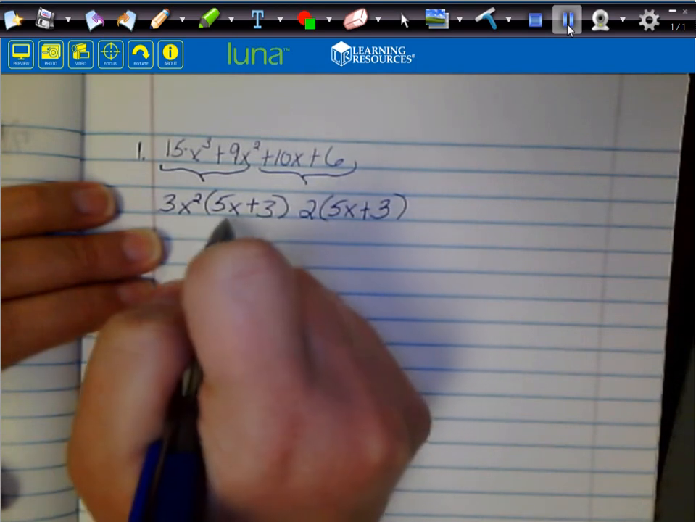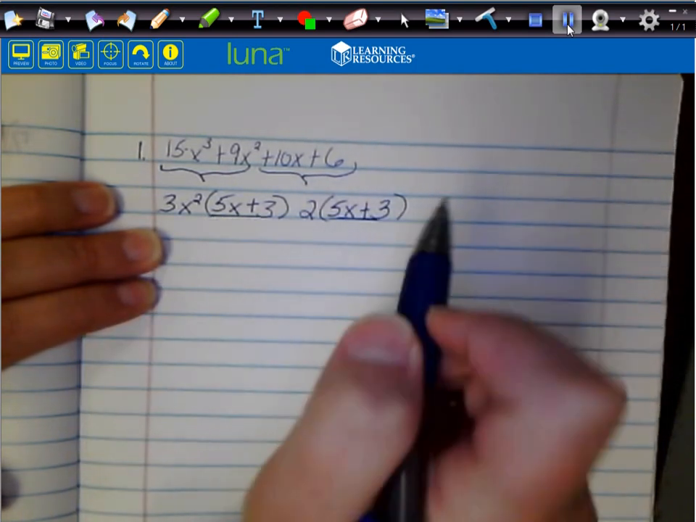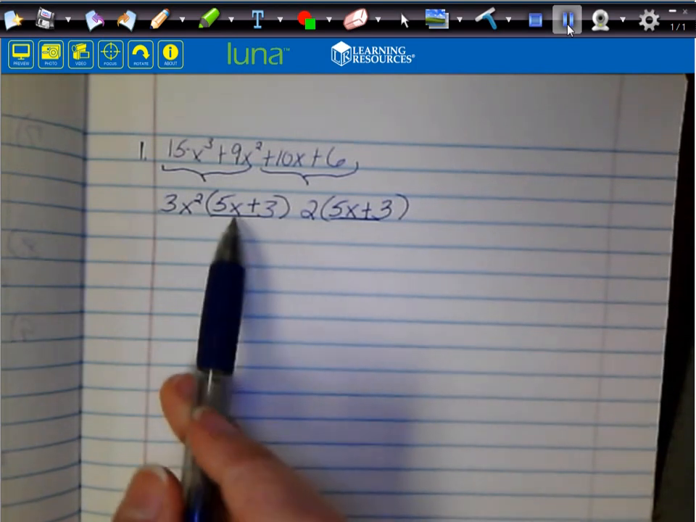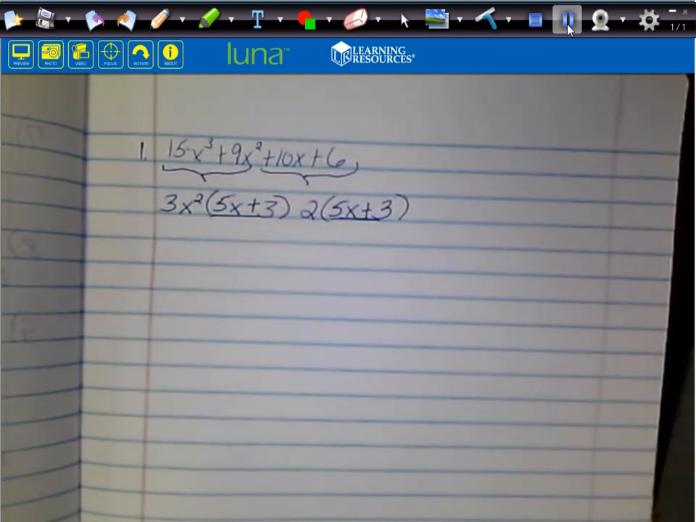Now notice, something kind of funny happens here. What's in our parentheses here is exactly the same. And that's the way it should work out on each and every one of these problems. If it doesn't work out to where what's in the parentheses is the same, you've done something wrong. Okay, I need to go back and look at that.